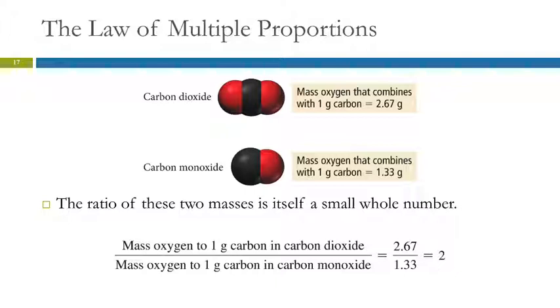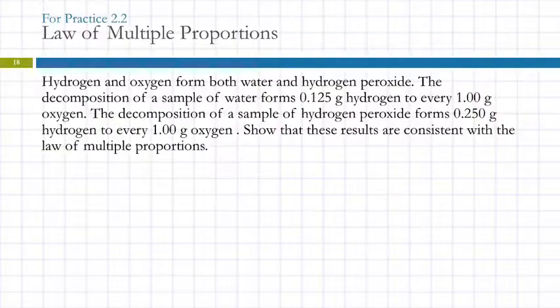Yeah. I don't know if we have time, but can we do an example? That's an excellent question. Can we do an example? How about this one? Hydrogen and oxygen form both water and hydrogen peroxide. So if we decompose a sample of water, it's going to form 0.125 grams of hydrogen to every 1 gram of oxygen. The decomposition of hydrogen peroxide forms 0.250 grams of hydrogen to every 1 gram of oxygen. Show that these results are consistent with the law of multiple proportions.